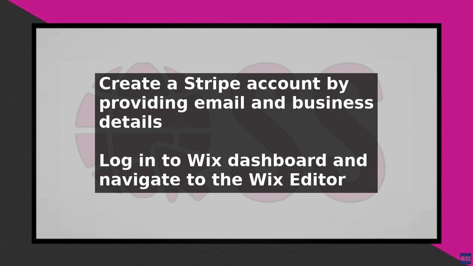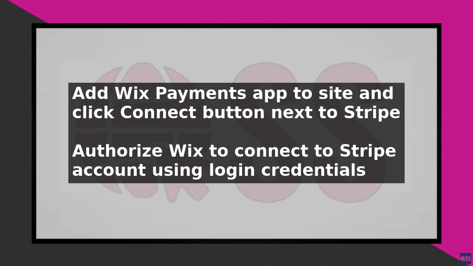Once you have a Stripe account, log into your Wix dashboard and navigate to the Wix editor. Click on the Add button on the top bar and select More from the drop-down menu. Search for Wix Payments and click on it to add the Wix Payments app to your site.